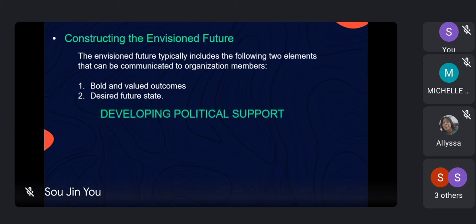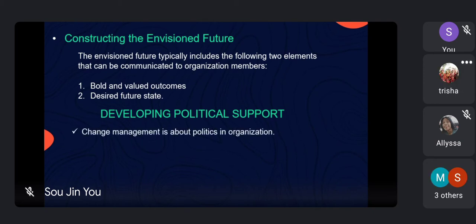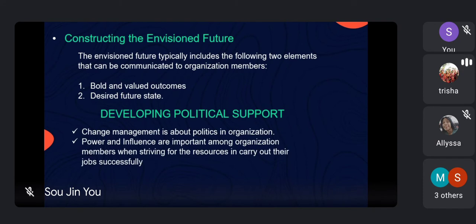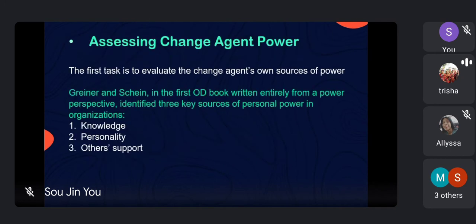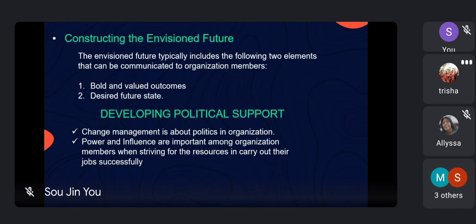So yung next is developing political support. Change management is about politics in organization. In organization, power and influence are important among organization members when striving for resources and carrying out their job successfully. To be successful, the change effort must get full support from all key stakeholders to avoid political conflict and struggles. Next.